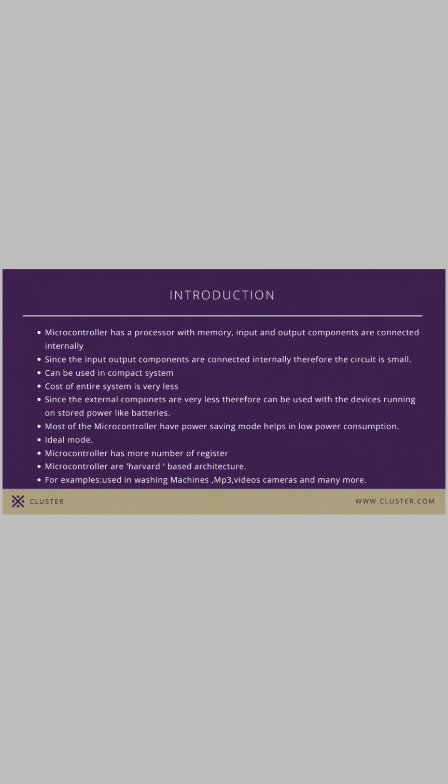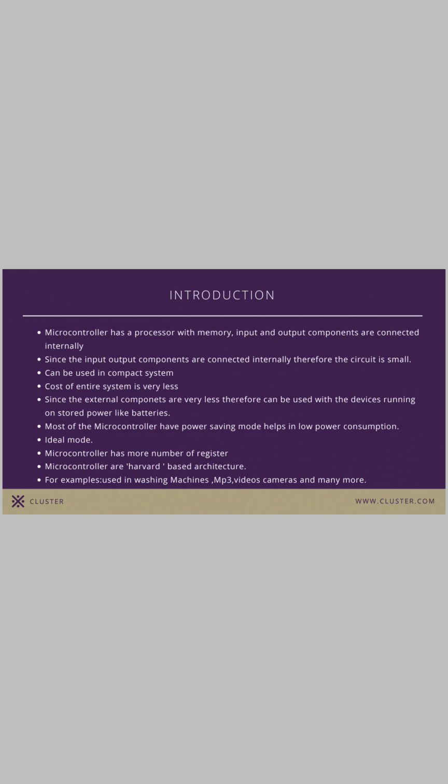A microcontroller has a processor and a memory. Input output components are connected internally. Since the input output components are connected internally, the circuit is small and it can be used in a compact system. The cost of the entire system is very low. Since the external components are very few, it can be used with devices running on stored power like batteries, one of the most important reasons. Then most microcontrollers have a power saving mode, as I have stated earlier, which helps in low power consumption. It also has the idle mode.